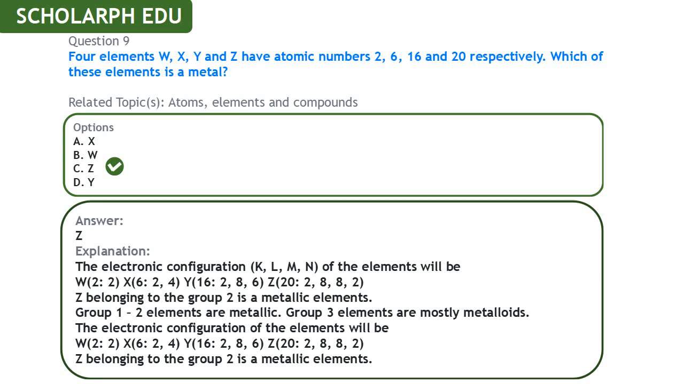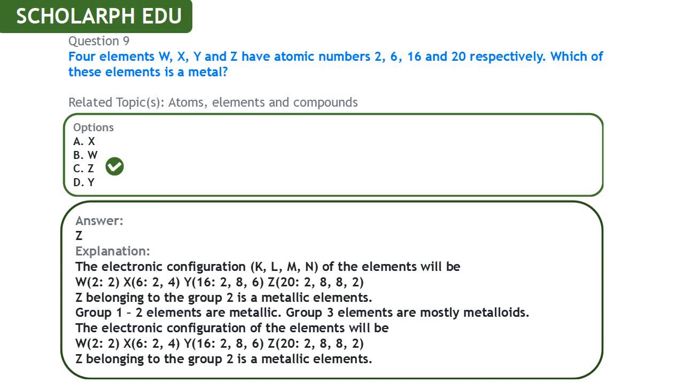Now, how do we determine the group to which these elements belong? It is by looking at the last number in the configuration. So you see that W here has 2. However, now it's supposed to be in group 2.